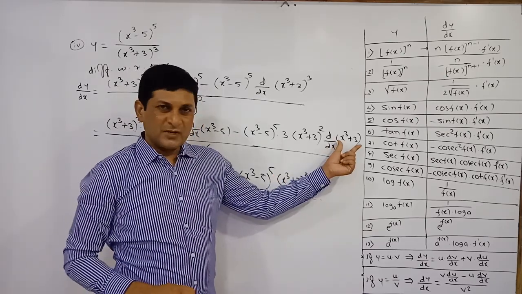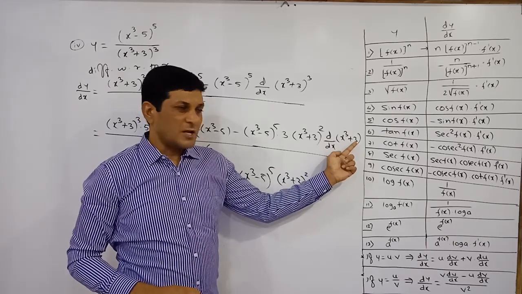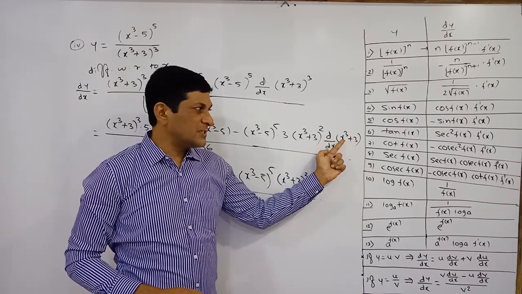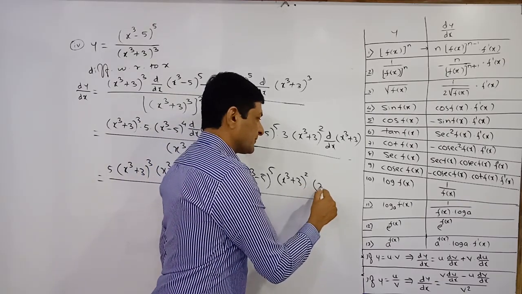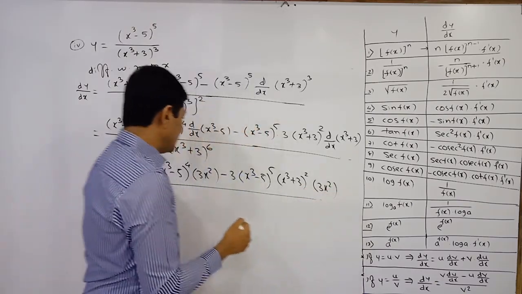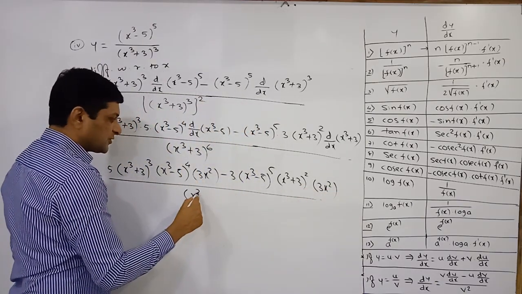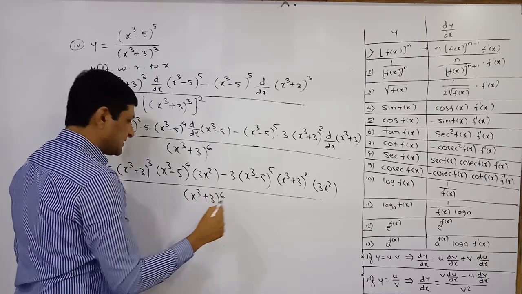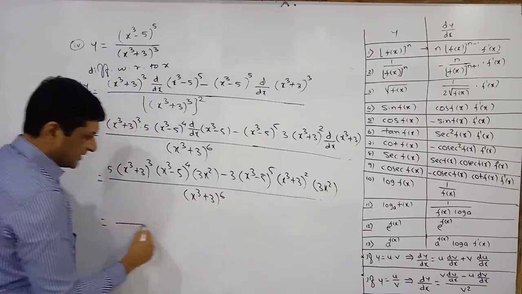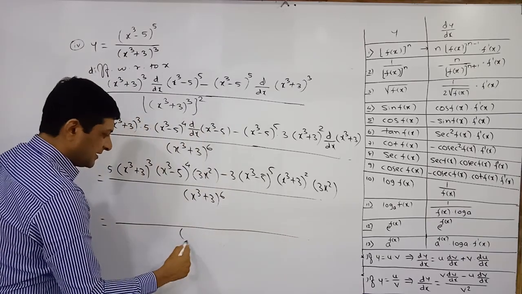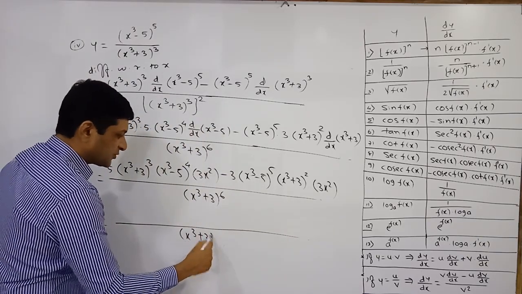Now let us differentiate it. What is the derivative of this constant term? 0. And what is the derivative of this x^3? 3x^2. Now in the denominator, (x^3 + 3)^6, keep it as it is. So which is equal to, in the denominator, (x^3 + 3)^6, keep it as it is.